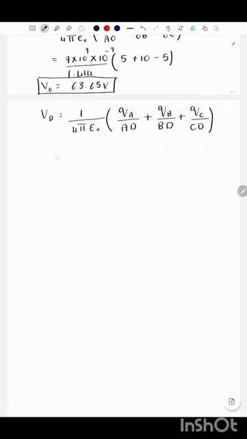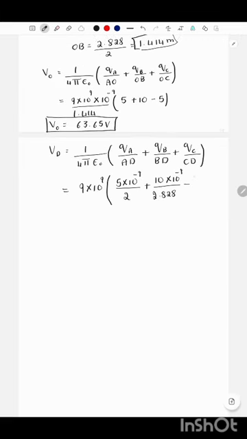Okay, now substitute all the values here, that is 1 by 4 pi epsilon naught is 9 into 10 raised to 9. Okay, and QA is how much? QA is 5 into 10 raised to minus 9 coulomb divided by AD, they have given it is 2 meter. So I will take 2 and QB is 10 into 10 raised to minus 9 coulomb divided by BD. We have calculated BD, right? That is the distance BD is 2.828.